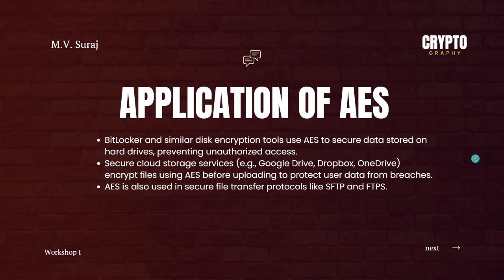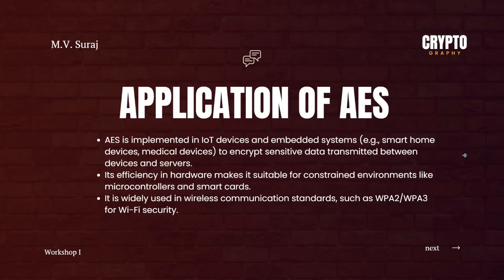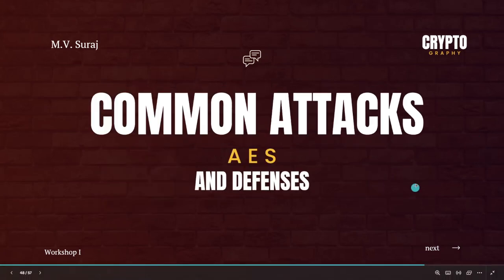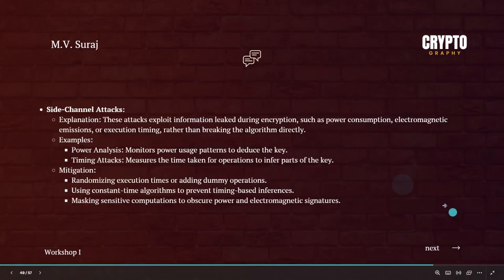SFTP and FTPS, and it is also implemented in IoT devices and embedded systems to encrypt sensitive data transmitted between the devices and the server. Its efficiency in hardware makes it suitable for constrained environments like microcontrollers and smart cards. It is also widely used in wireless communication standards such as WPA2, WPA3 for Wi-Fi security. Common attacks on AES and defenses.